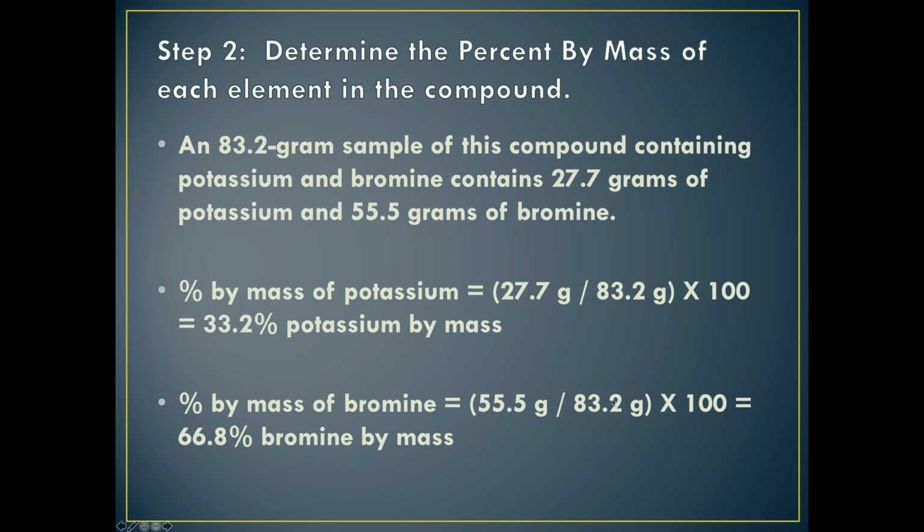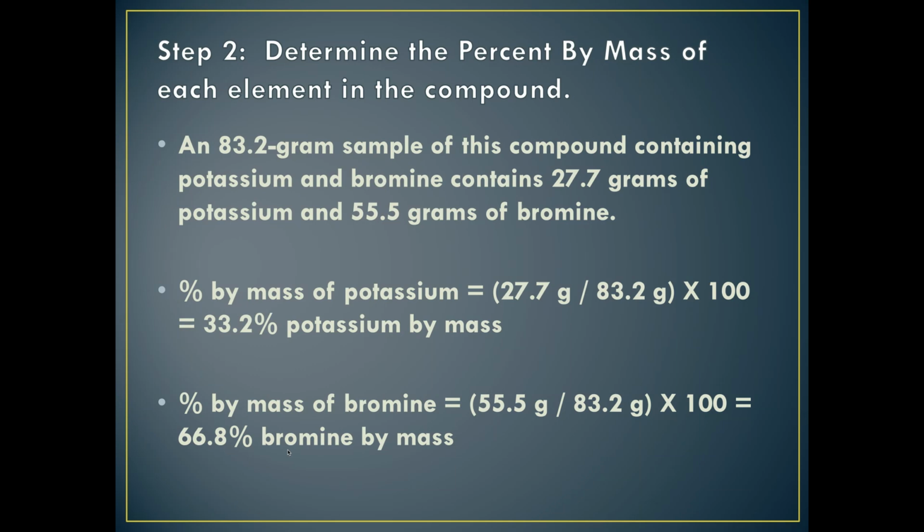Notice that for both, we have the same denominator. It's part over whole times 100, part over whole times 100. And then we keep 3 sig figs. So experimentally, that's how it can be done.